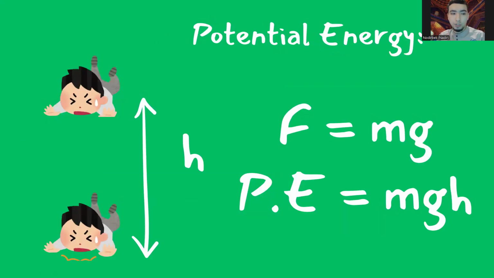Now we have potential energy. In this example, we can see a boy falling down, and h is the displacement, the difference in vertical displacement. For this, the work done uses force, which is equal to mg, g being the acceleration due to gravity, which is 9.81. In potential energy, from high school, we know that it's equal to mgh.